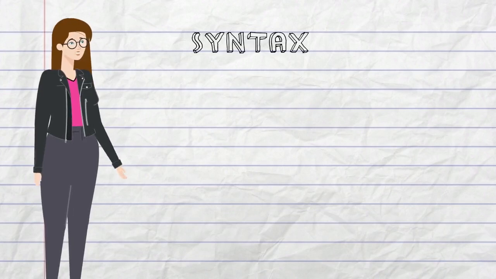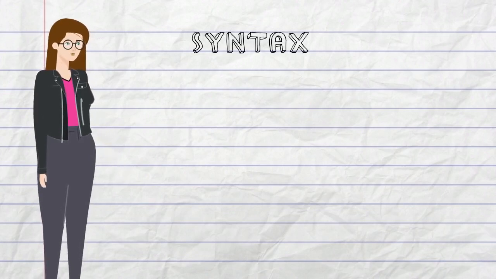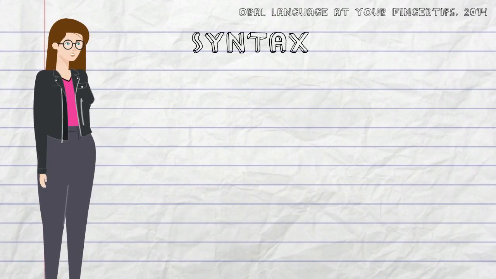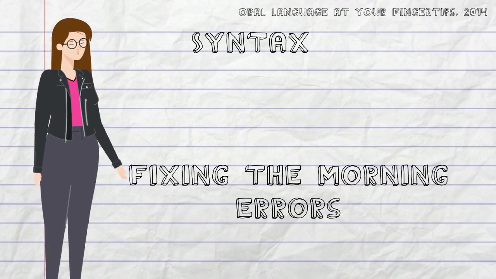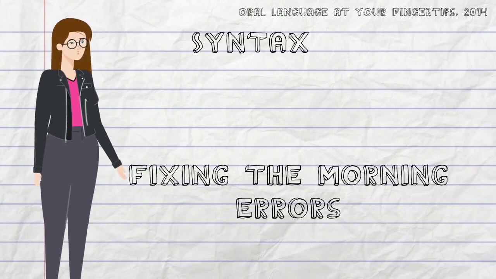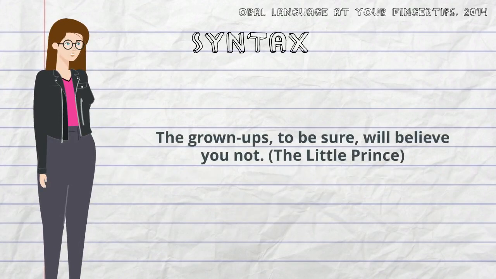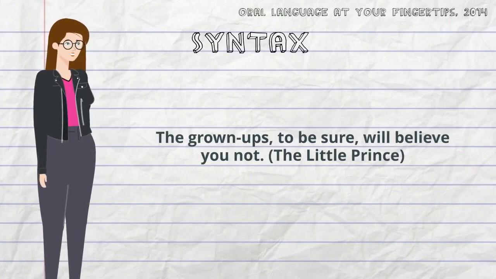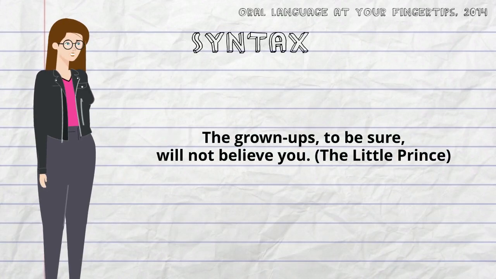We also want to address syntax, the order of words in a sentence. This can be done through fun activities. Here's one that comes from the resource Oral Language at Your Fingertips, called Fixing the Morning Errors. We can take a sentence from the book The Little Prince and make an error on purpose. Example, grown-ups, to be sure, will believe not you. Here we want the students to find the error. After some time of reflection, the students will discover that it is the word not that's in the wrong place, the negation. The essential thing here, and for all the activities and all the stages of language awareness, is that it is the students who find the errors, who do the work, so that they become aware of them.